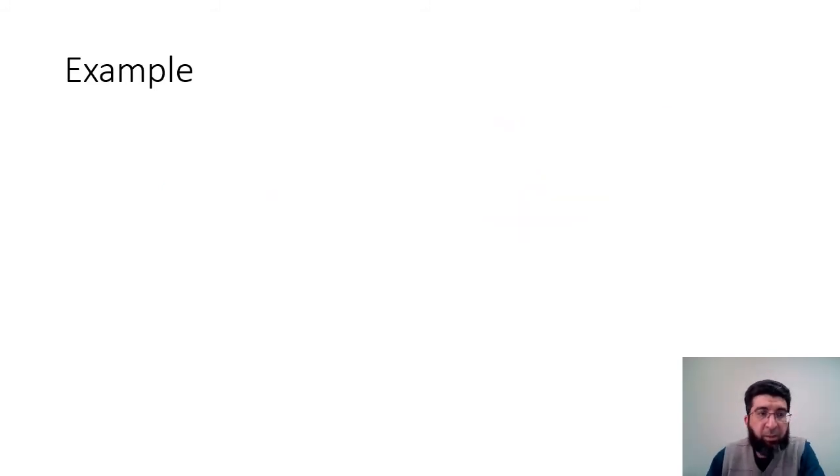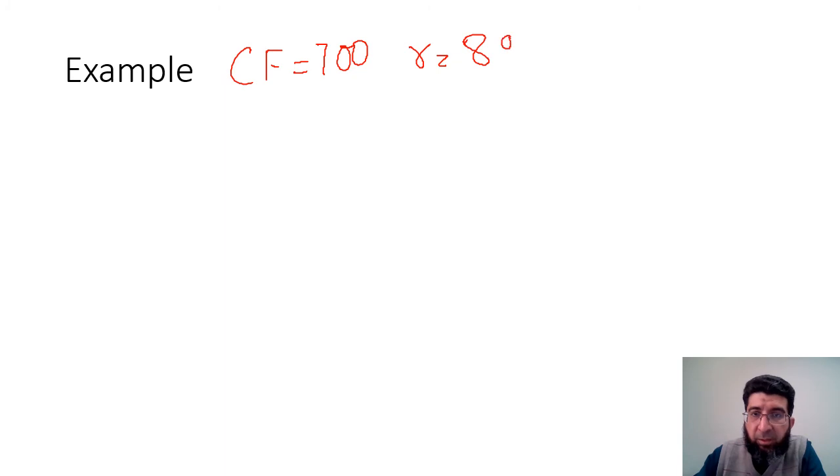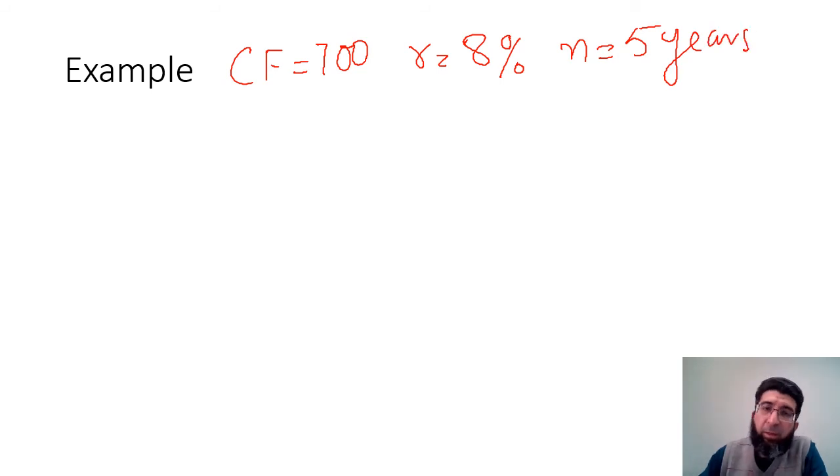Let's look at another example. In this example, we assume that we have a cash flow of $700. We have an interest rate equal to 8%, and n, or time period, equals 5 years. Now calculate the present value of annuity due. So it is an annuity due problem.